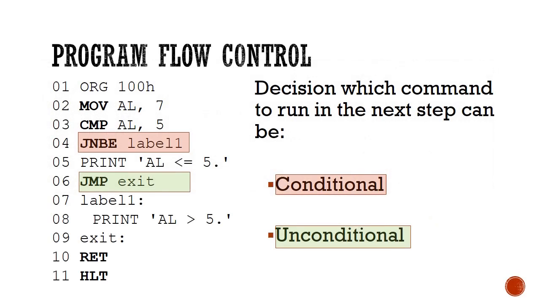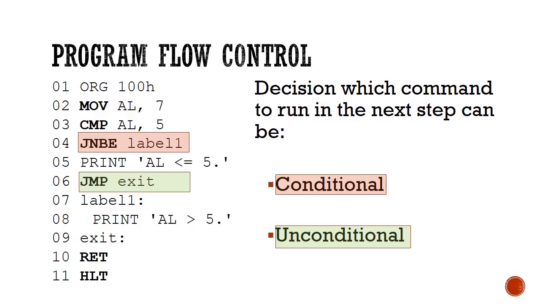So now we are going to examine the types of flow control. Consider the following code, where the print is a predefined macro command. In this program, the decision which command to run in the next step is made by two jumps in lines 4 and 6.